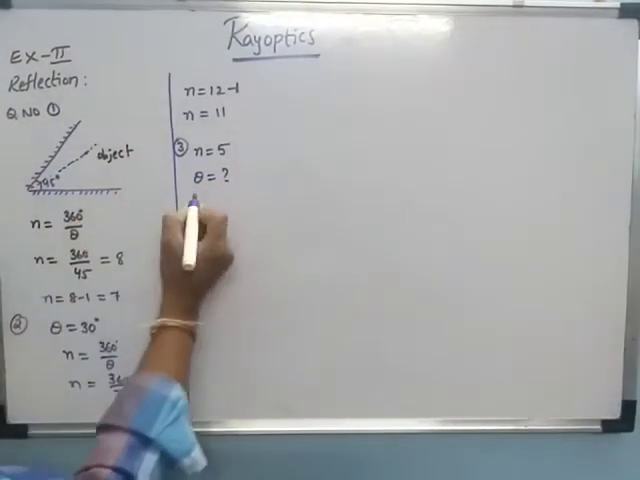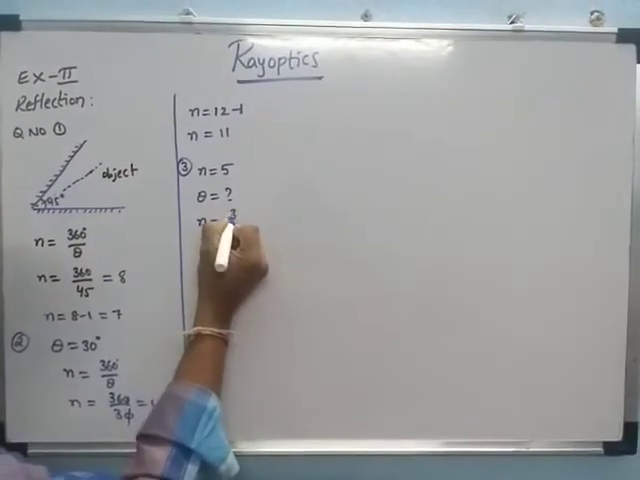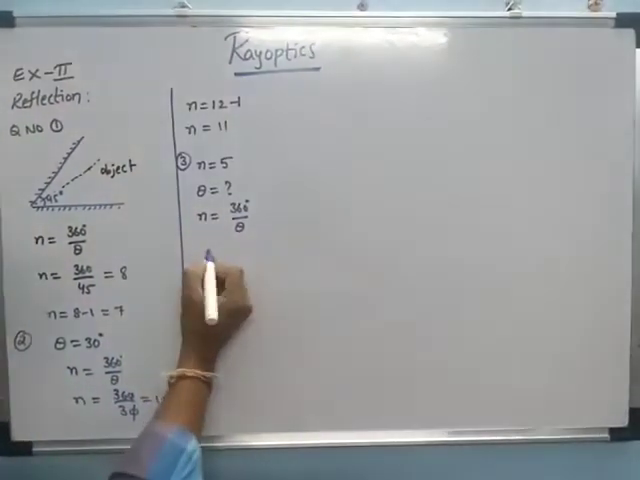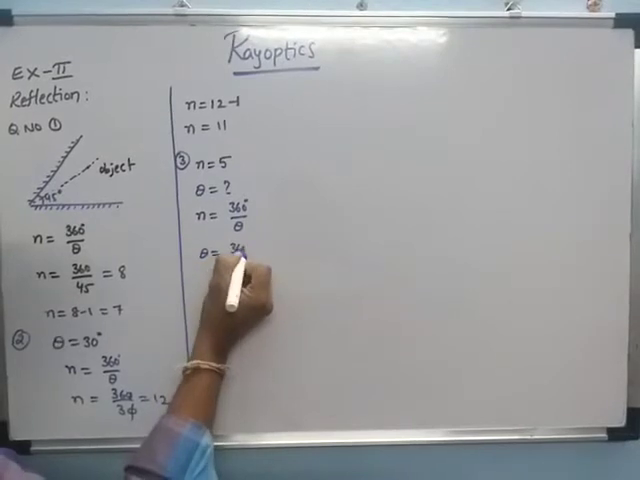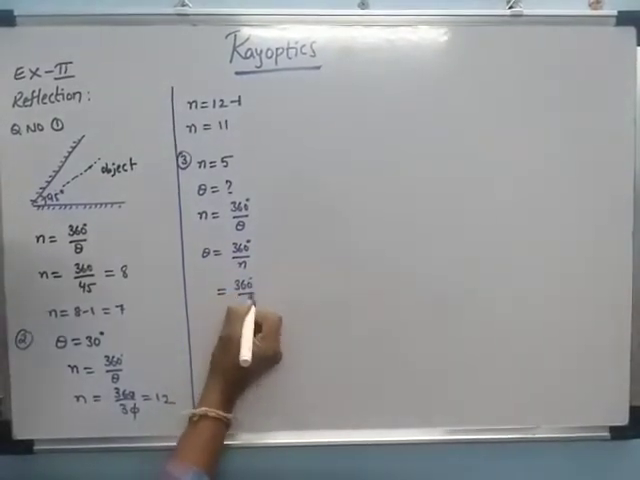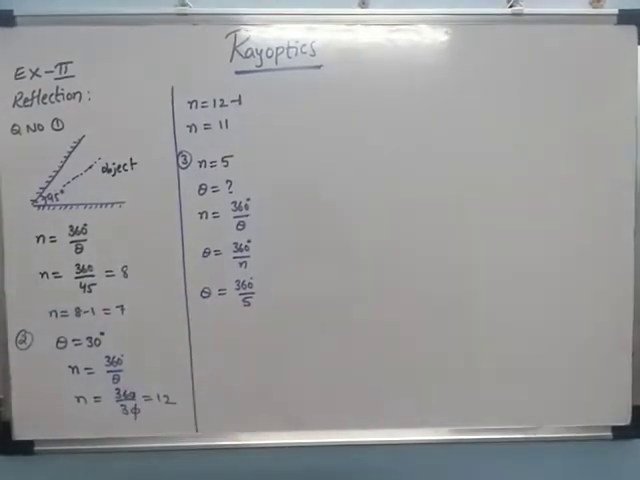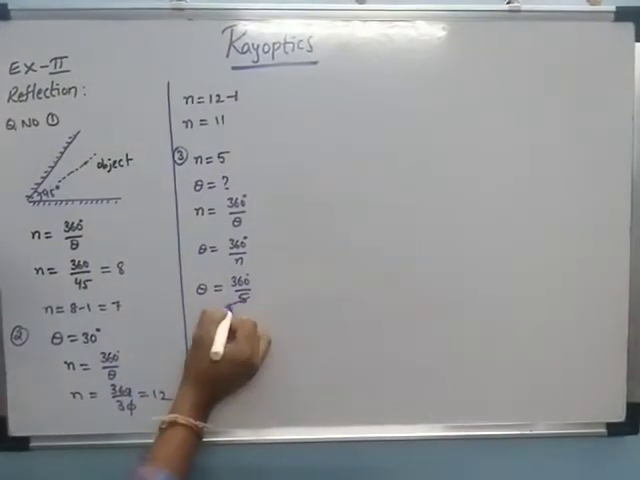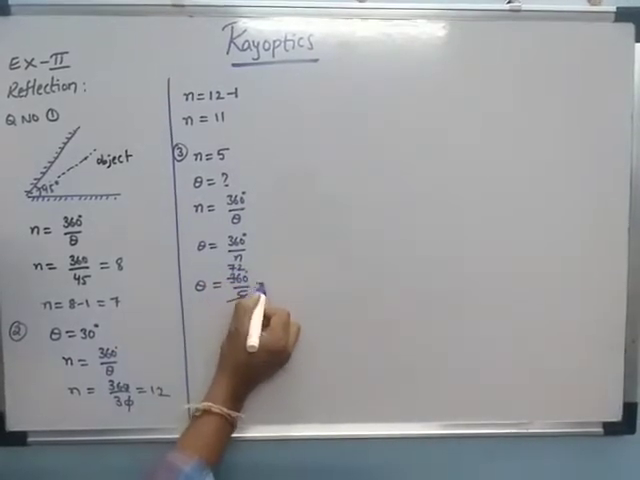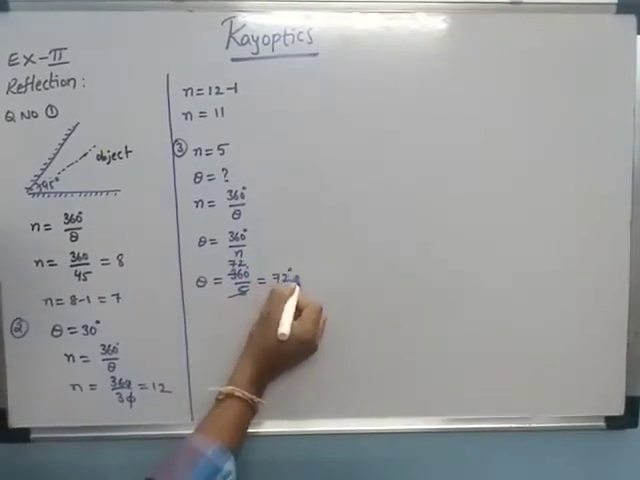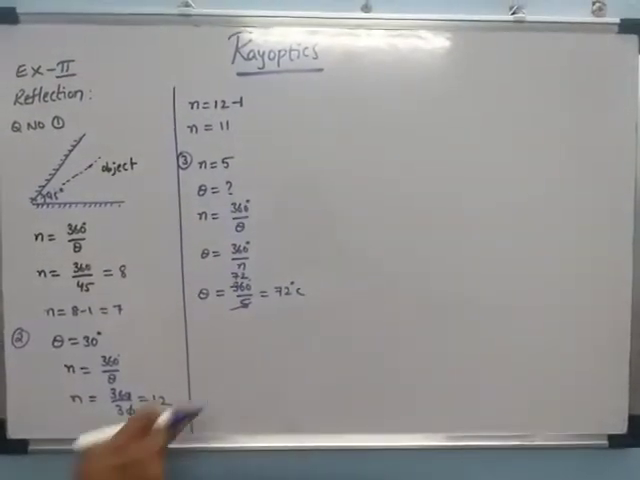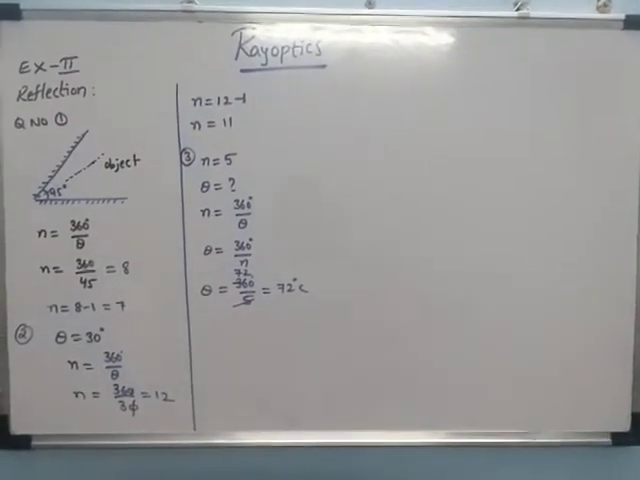Again we use the number of images formula, n is equal to 360 degrees by theta. Then theta is equal to 360 degrees by n. Then we get 360 degrees by 5. That is equal to theta. Cancelling, 5 times 72. That is equal to 72 degrees. The angle between the two plane mirrors is 72 degrees.